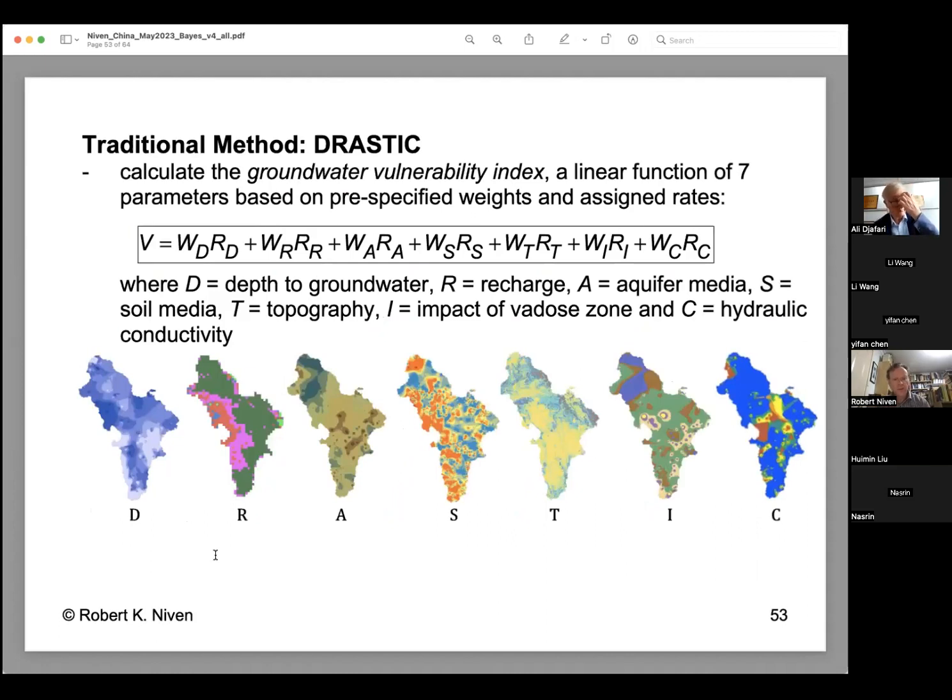So the traditional method for assessing groundwater vulnerability is to calculate a vulnerability index. And this is a linear function of 7 parameters based on pre-specified weights and assigned rates. So the W is the weight. These are fixed values that are part of this formula. And then to each of these variables, so these are these hydrological variables here, we assign rates. So we take the raw value of each of those variables and convert them into an ordinal value, which we call a rate, in order to do this calculation. And so here are these variables. For various reasons, these are called the DRASTIC variables, because D is depth of groundwater, R is recharge, and so forth. So we have the DRASTIC variables, and this is known as the DRASTIC method.